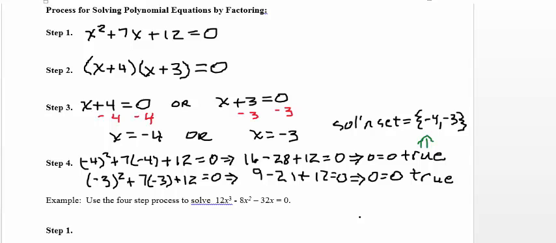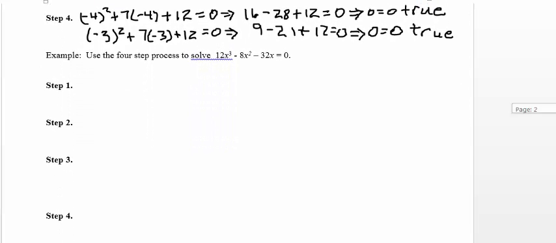Alright, so let's use the 4-step process to solve 12x cubed minus 8x squared minus 32x equals 0. So our first step is to write that in standard form, which it already is. So I'll just recopy the equation.